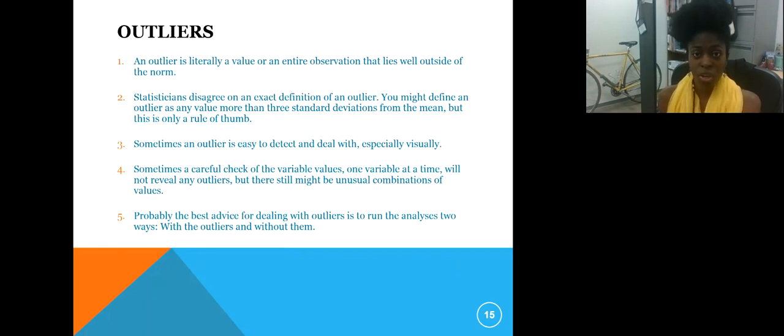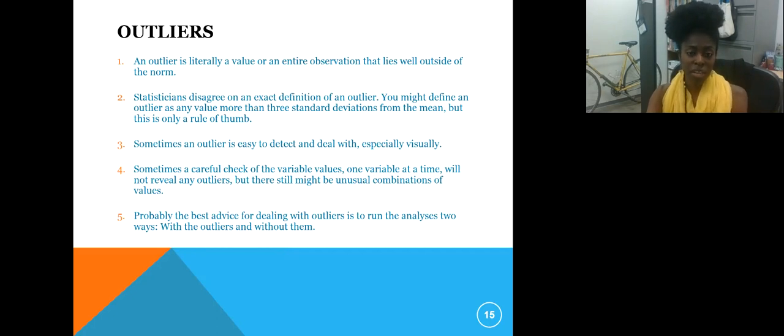Statisticians disagree on an exact definition of an outlier. You might define an outlier as any value more than 3 standard deviations from the mean. Definitely, I would. But this is only a rule of thumb. Sometimes an outlier is easy to detect and deal with, especially if it's visual and you have the right scales. We've talked about those scales. Sometimes a careful check of the variable values, one variable at a time, will not reveal any outliers, but there still might be unusual combinations of values.